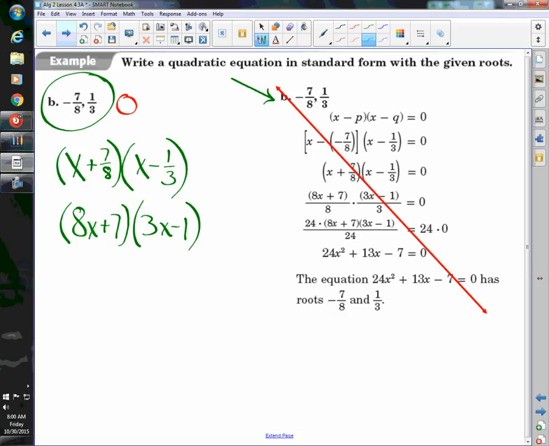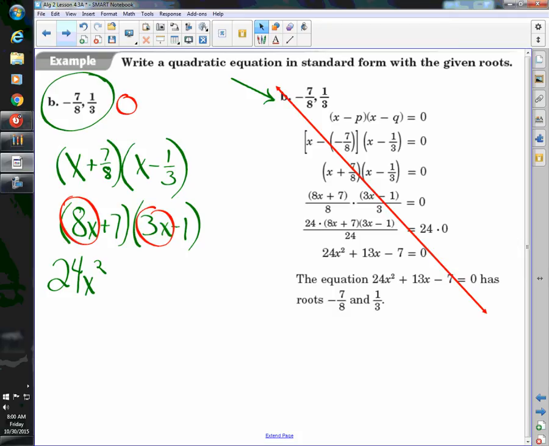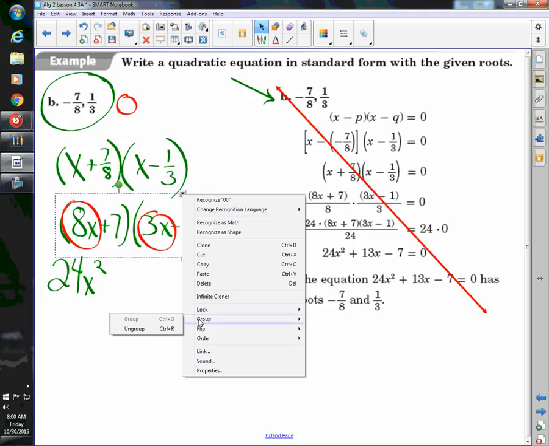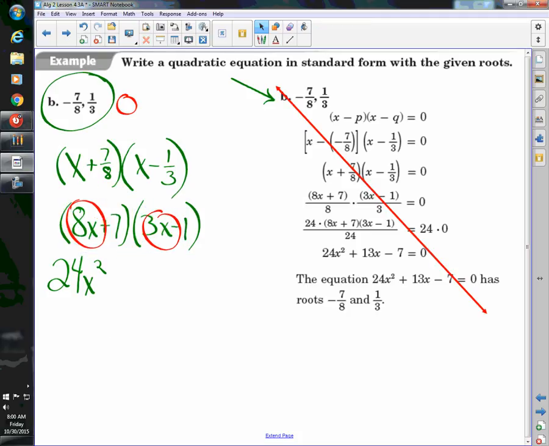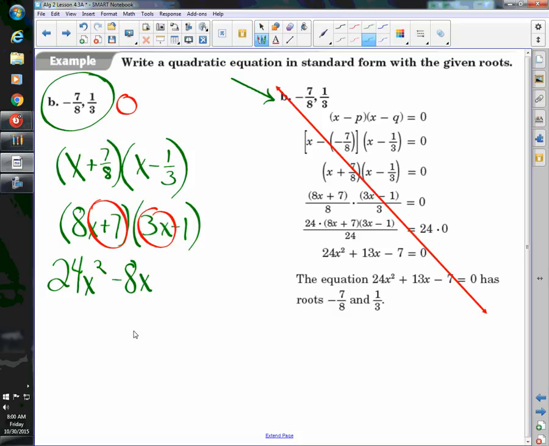I will go ahead and multiply out my 8x times my 3x, and that's going to get me 24x squared. Now my outer terms. 8x times negative 1 is minus 8x. Now I'll do my inside terms. Positive 7 times 3x is 21x. And my last terms, positive 7 times a negative 1 is a minus 7.